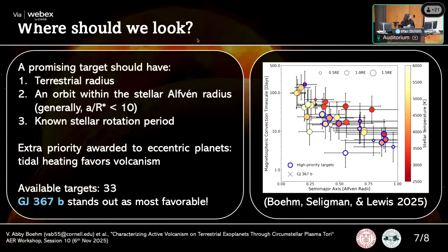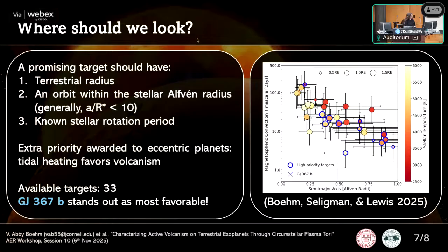Finally, we also limited our search to targets that had a known stellar rotation period. This is necessary so we can estimate the torus loss timescale tau. With all that rolled together, at the time of writing, we came away with 33 exoplanets for which this work could be approachable. We award a little extra priority to anything that's eccentric because eccentricity favors volcanism via tides.